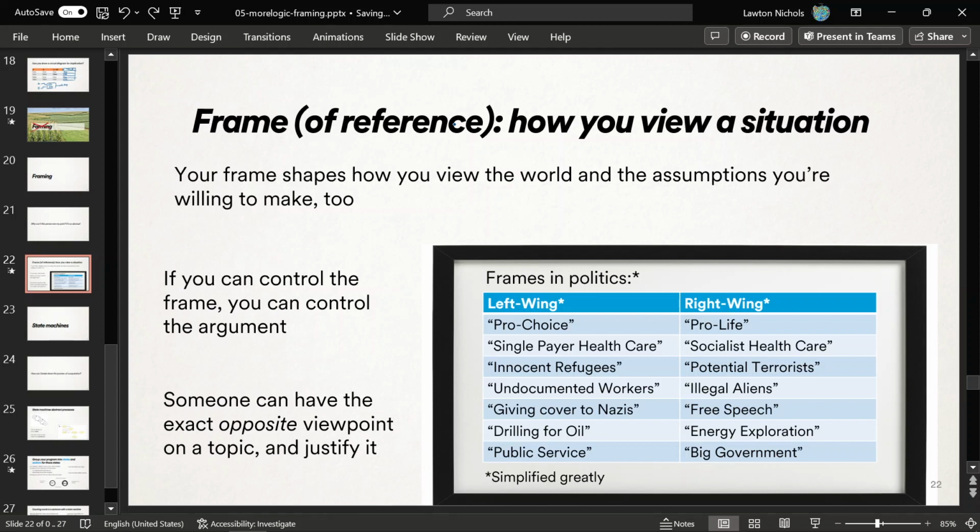All right? So the frame that you are working in as a human shapes how you're going to look at things, how you view the world, and it's also going to shape all the assumptions that you're willing to make.